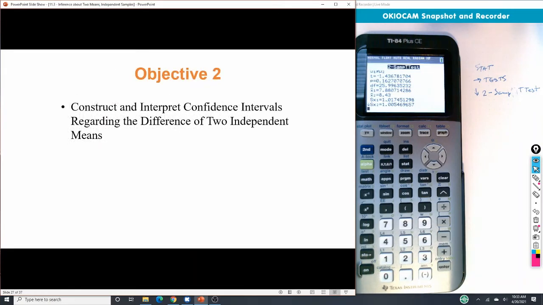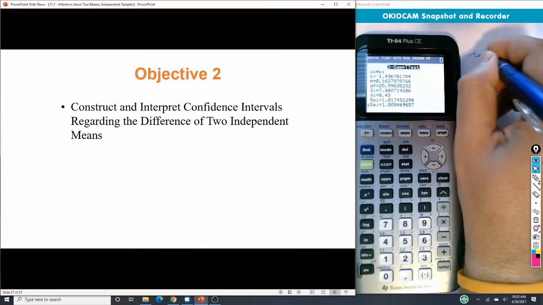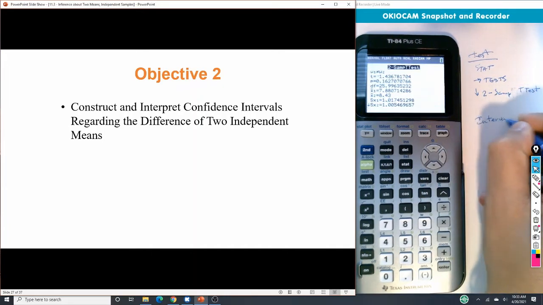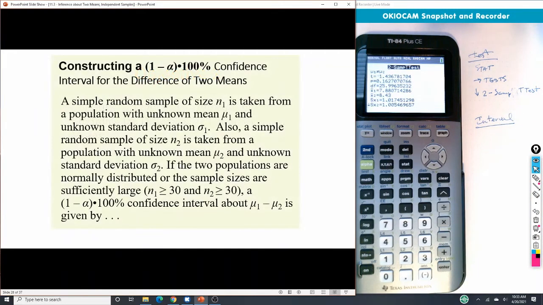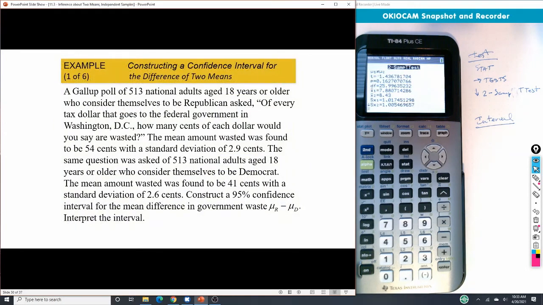All right, now what about confidence intervals? So this was our test here. So now we want to look at the interval and see how to do those, okay? All right, so here's our official formulas for our intervals. We have our lower bound and our upper bound, and paying attention to the details on those, okay?